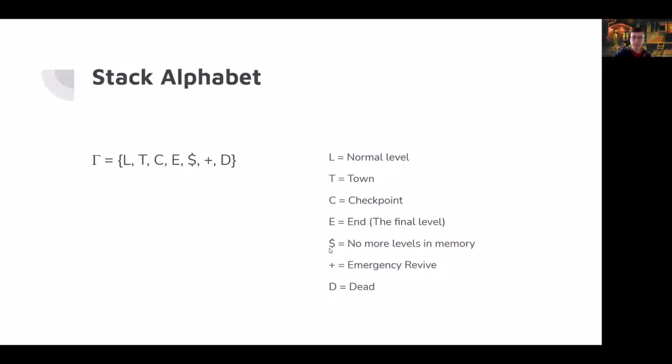And then the $ sign is my arbitrary symbol for there are no more levels, so we need to do something here, or it won't accept the input. And then the plus symbol is the emergency revive, and then the D is used to determine whether or not the player is dead at the next level.